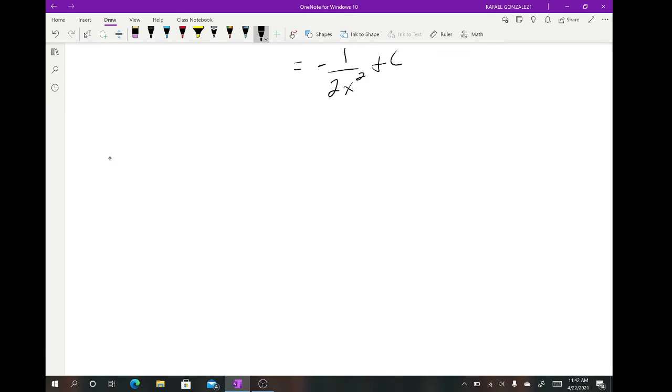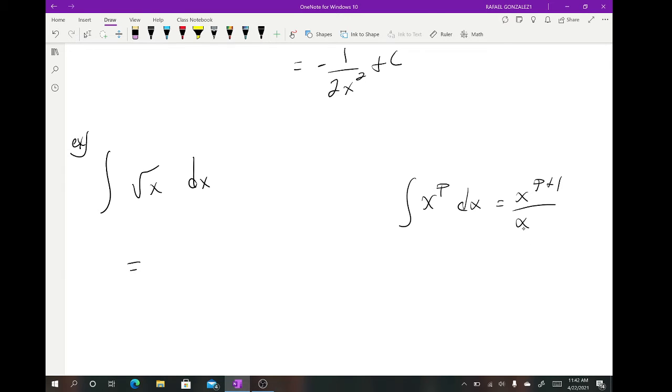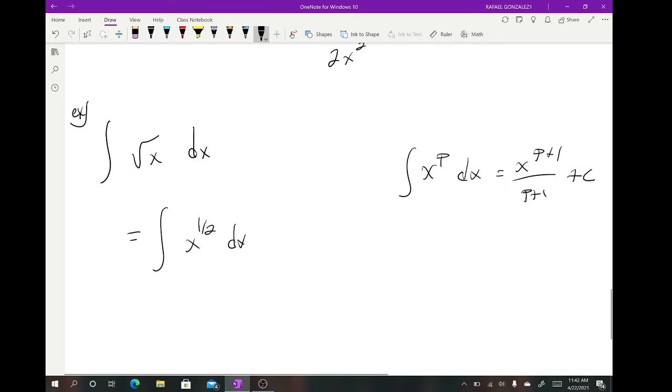Okay, let's do another example. What if somebody asks you to find the antiderivative of the square root of x dx? Well, again, this is not of the form x to the p, so we write it in that form. I'm going to keep writing the rule so you remember it. You should do that as well. It helps you remember it. So again, the first thing we do is rewrite it. The square root of x is the same thing as x to the 1/2 power dx.